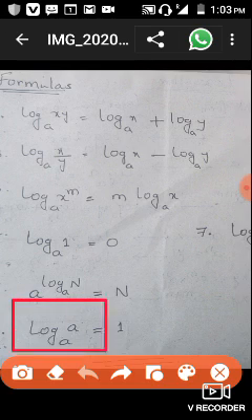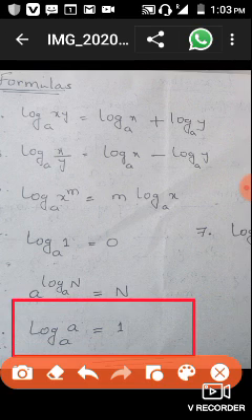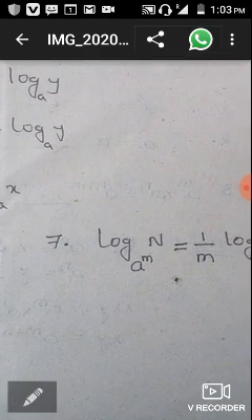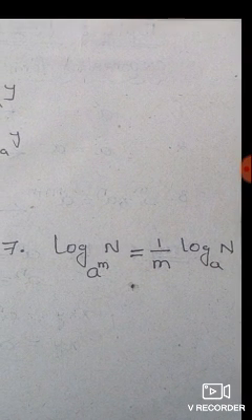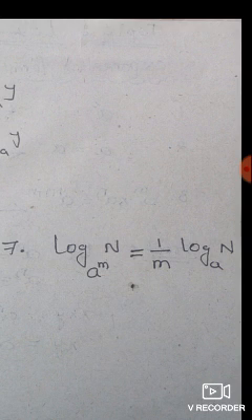So next one, log a for base a equals 1. For example, log 2 base 2 equals 1, log 3 base 3 equals 1, log 5 base 5 equals 1, log x for base x equals 1. Here the base and number are the same, that's why the result becomes 1. So next, seventh, log n base a power m equals 1 by m log n base a. Here the base is a power m, so m becomes the denominator, so 1 by m log n base a.